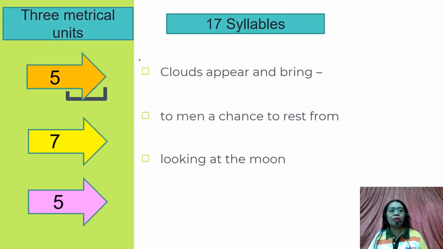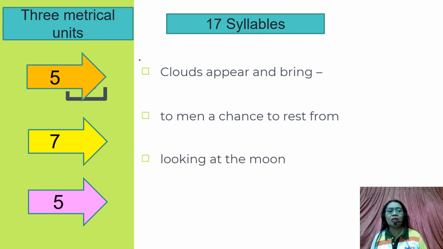Another example that we have, 575 again with 17 syllables. Clouds appear and bring, to men a chance to rest from looking at the moon. So, clouds appear and bring, the first line consists of 5 syllables again. You observe here that there is a dash. Then the second line, to men a chance to rest from, 7 syllables.